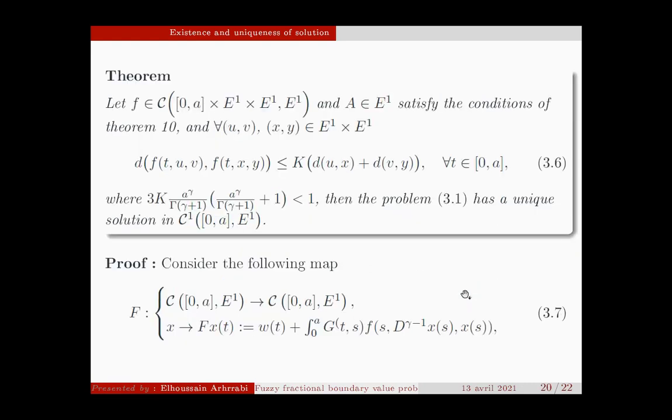Let's move on to the second result in our work. Let f be a fuzzy continuous function satisfying the conditions of the last theorem, and we have inequality 3.6. Then problem 3.1 has a unique solution. For the proof, consider the following mapping given by 3.7.